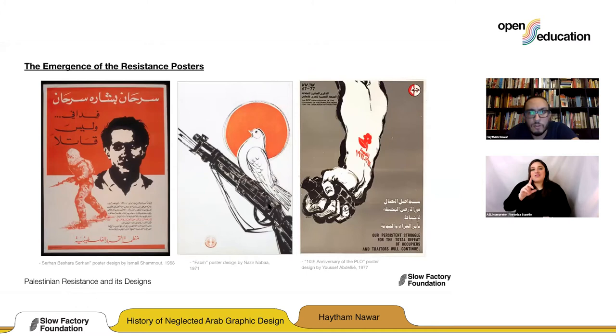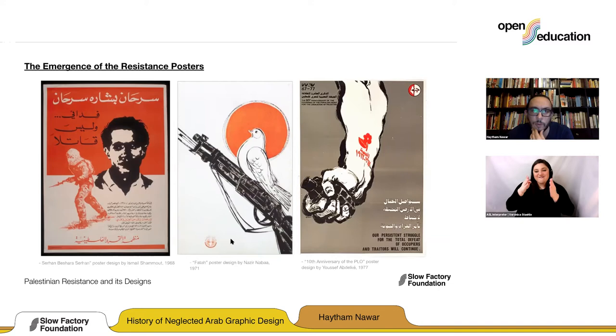So the message is clear. Similarly, you see the 10th anniversary of PLO, the Palestinian Liberation Organization, poster designed by the Syrian designer, apologies that I just missed the name, Yusuf Abdelki. Which is again beautifully illustrated, and you can see realism style. I mean, both Nadir Nab'a, Ismail Shamut, and Yusuf Abdelki, they are beautiful artists. Mostly they're using a very figurative way of making illustration, and you can see clearly here that's the way how they also designed the posters.